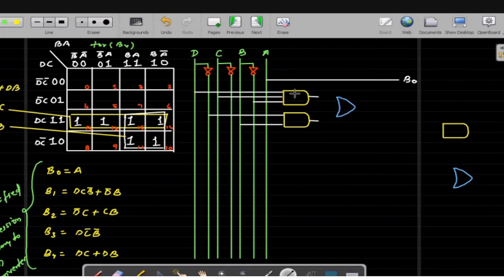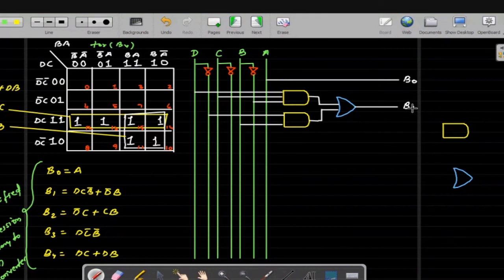In the first level you use AND gates, and in the second level you have to use the OR gate. So these outputs will go to the inputs of the OR gate like this. Okay, so you will have your implementation for the B1 expression. Okay, this is B1. Now let's move on to implement the B2 expression.